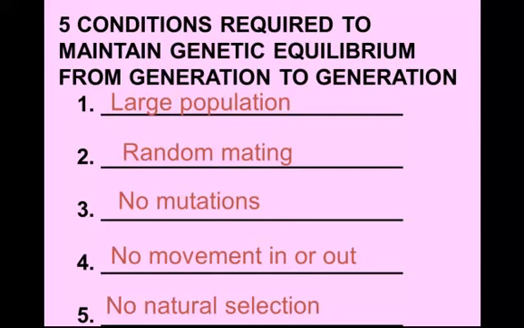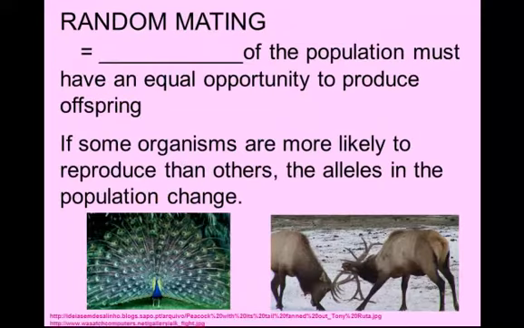we have to have all 5 of those things stay true. Population needs to be large, random mating, no mutations, no moving in or out, we call that gene flow, no natural selection. So let's talk about those things.